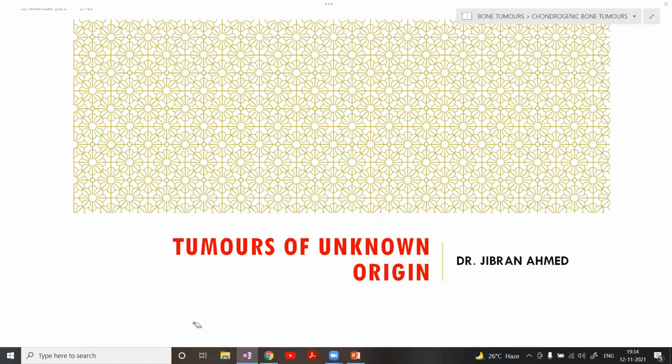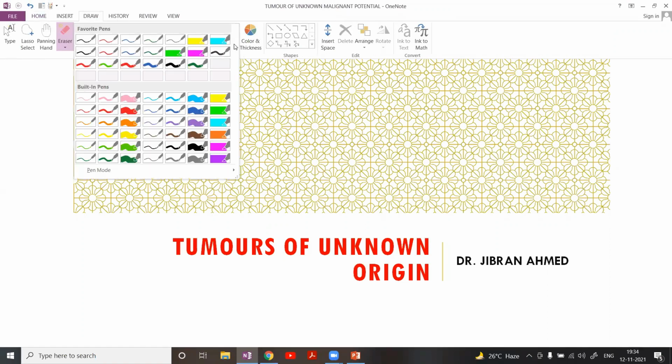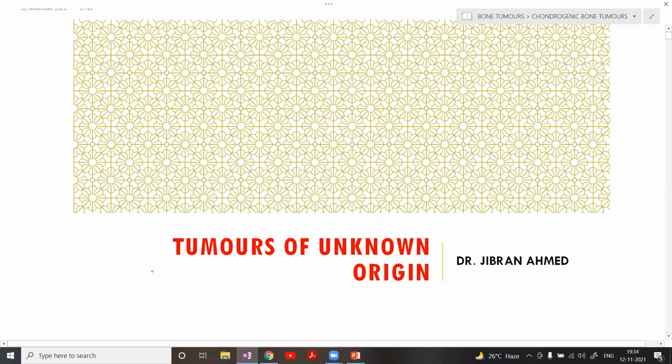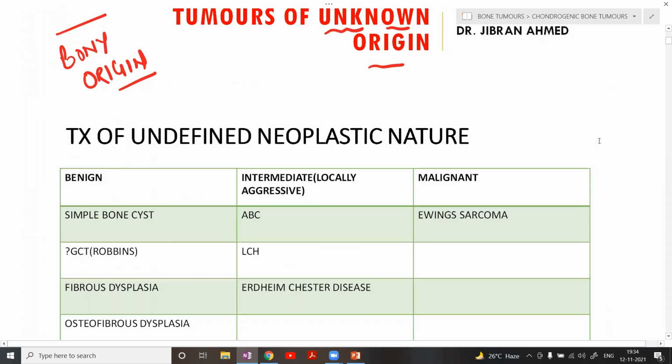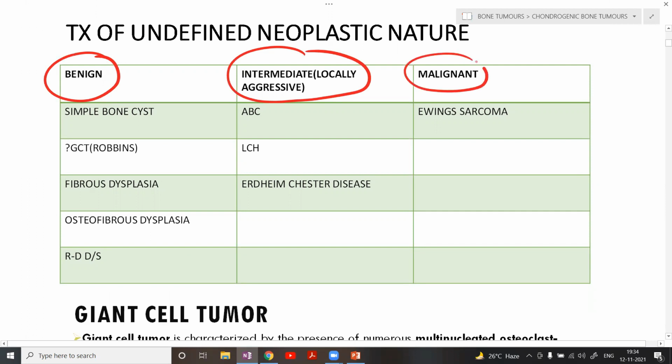Hello students, today we are going to read about tumors of unknown origin. Which tumors are we going to read? We are going to read about those tumors which are of bony origin, and these are tumors of unknown origin. Basically, the tumors of unknown origin can be classified under three categories. It can either be benign, intermediate, or malignant.